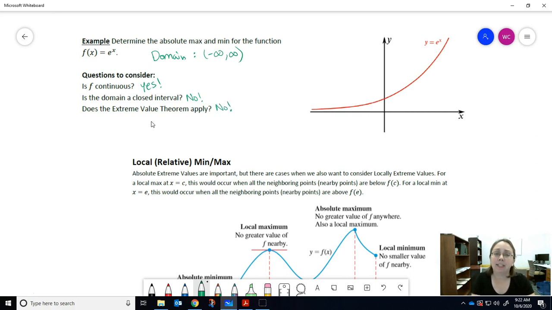But remember, that doesn't imply that there's no absolute max or absolute min. You still need to consider the function. The extreme value theorem really just says, I guarantee an absolute max, I guarantee an absolute min. It doesn't say that there can't be one. Now, in this case, if you look at the picture, you can see that this function goes up forever and ever and ever. What does that mean about a maximum? Well, no matter what, you can always go bigger, so there's no absolute max.